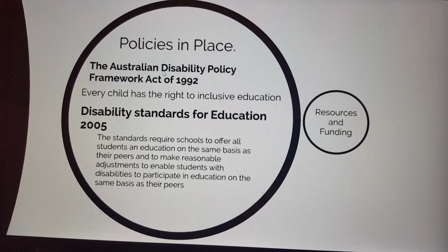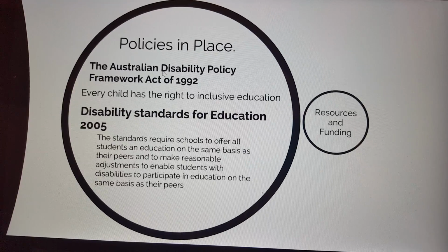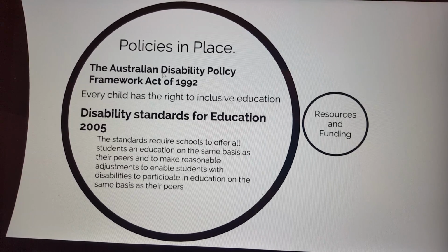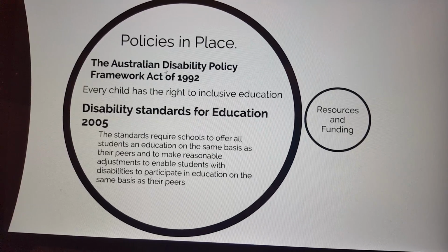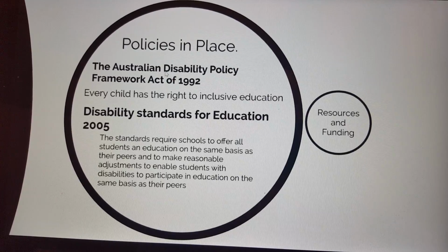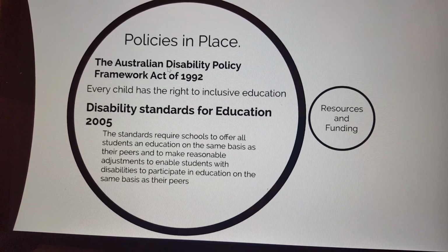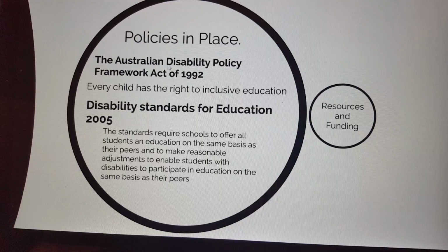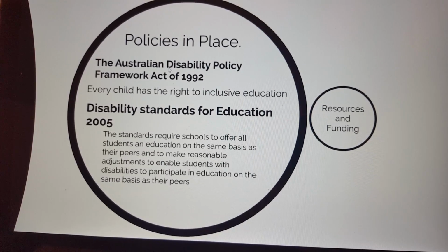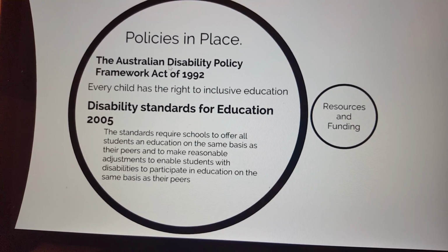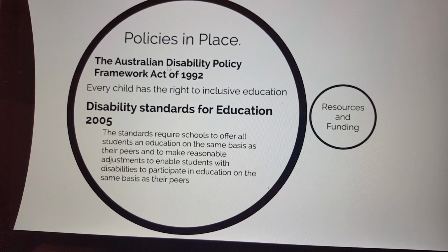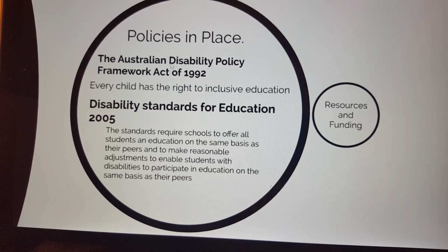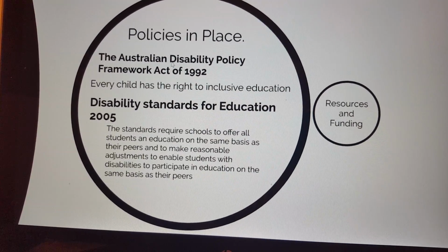Under the Disability Act of 1992, the Disability Standards for Education was formulated in 2005. It focuses on children with disabilities and their enrolment within educational institutions, student support and resources, the curriculum, student participation, as well as harassment of those with a disability within the education system. The standards require schools to offer all students an education on the same basis as their peers and to make reasonable adjustments to enable students with disabilities to participate in inclusive education.